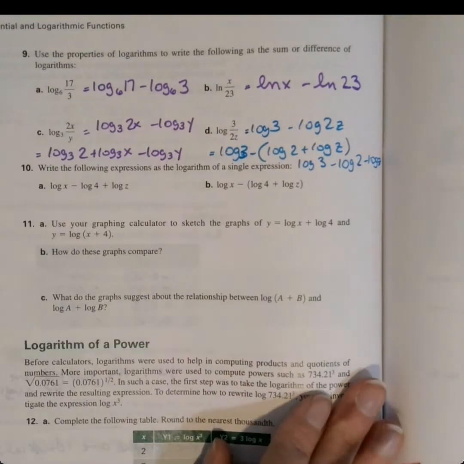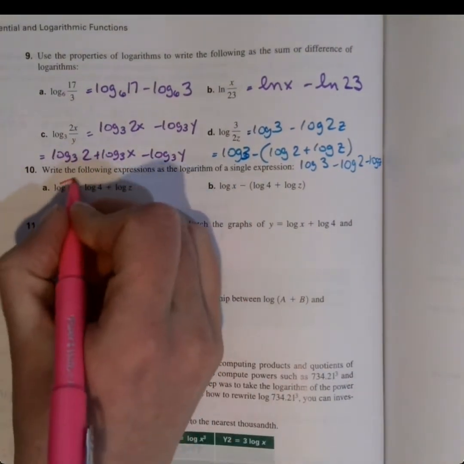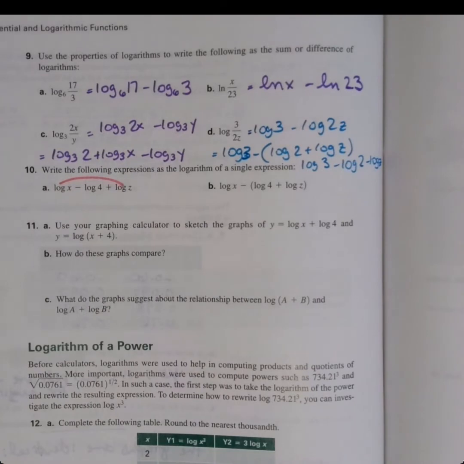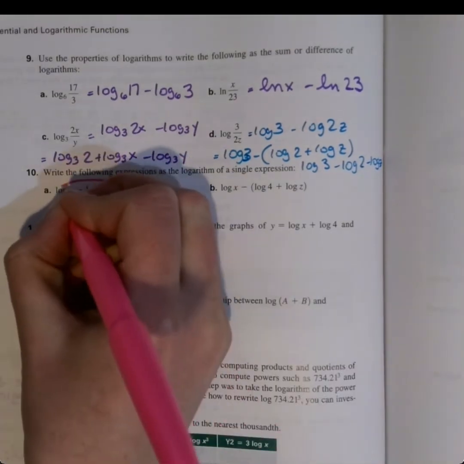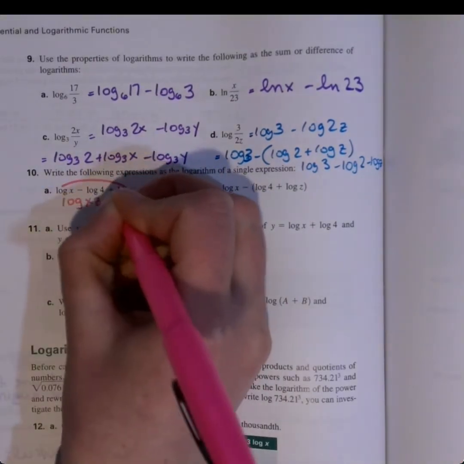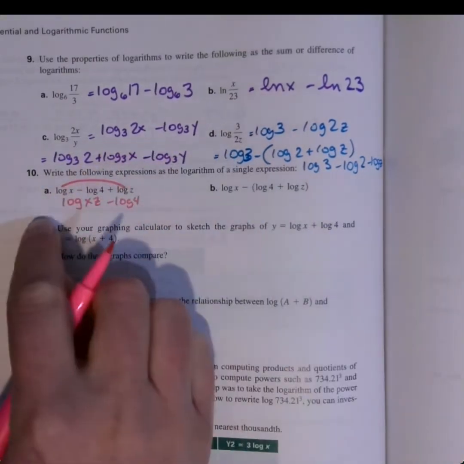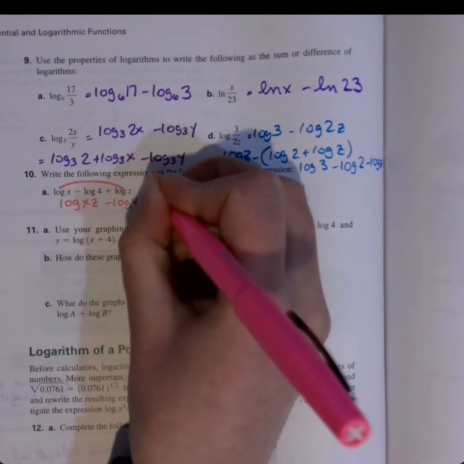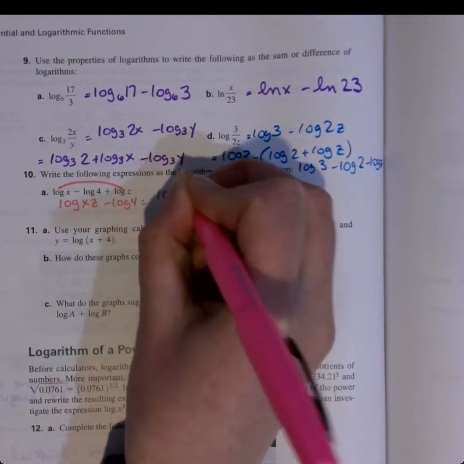Okay. You might want to reorder these or just group the two positive ones together because the two positive ones are going to come up into the top. So I'm going to do those two first. This is going to be log xz minus the log of 4. And then you can pull your quotient together. Log xz over 4.